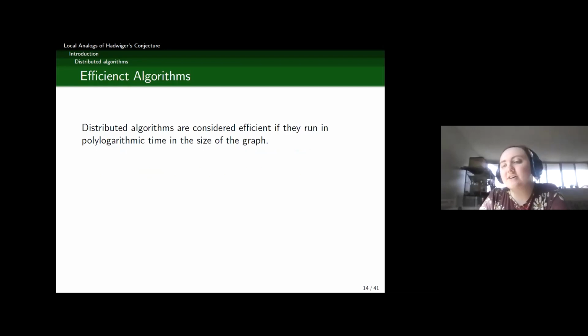So now we need a notion of efficiency for these algorithms, because in the classical setting, we'd be talking about an efficient algorithm being polynomial time. But that falls down here because in polynomial time, you can do an entire graph traversal, breadth first, depth first, doesn't matter, and get a complete picture of the graph. And then any one of your vertices can use its free processing power and just brute force the problem. So that's not what we want. We're going to consider an algorithm to be efficient if it runs in polylogarithmic time in the size of the graph.